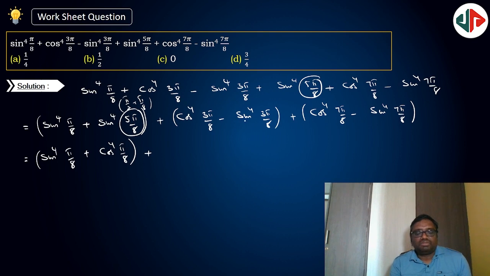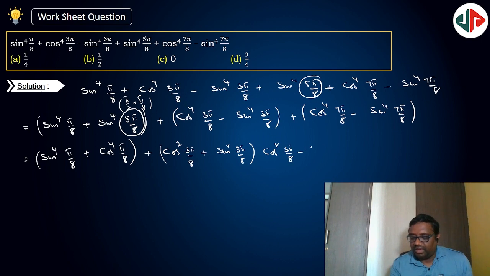Cos square minus sin square theta means we can read it as a square minus b square, which is a plus b into a minus b. This we can read as cos square of 3 pi by 8 plus sin square of 3 pi by 8, into cos square of 3 pi by 8 minus sin square of 3 pi by 8. In the same manner, this is cos square of 7 pi by 8 plus sin square of 7 pi by 8, into cos square of 7 pi by 8 minus sin square of 7 pi by 8.